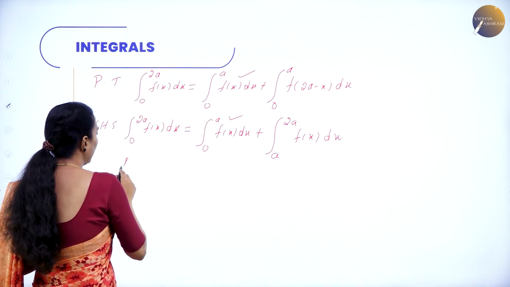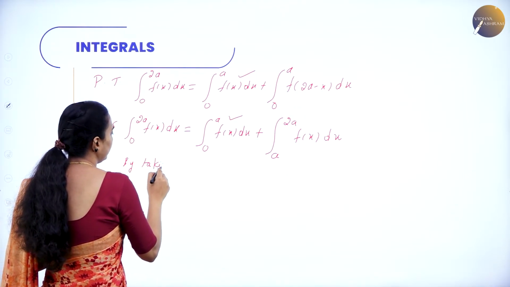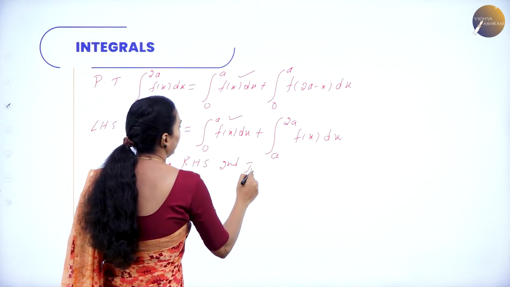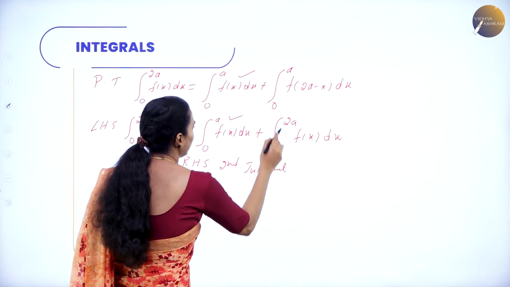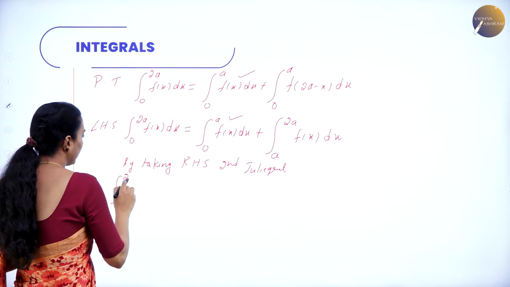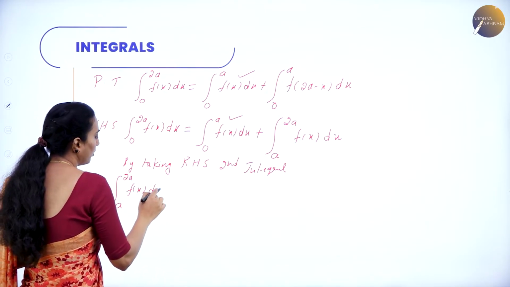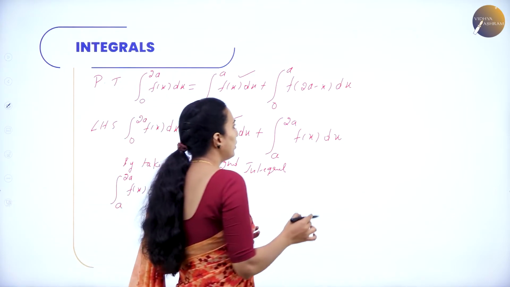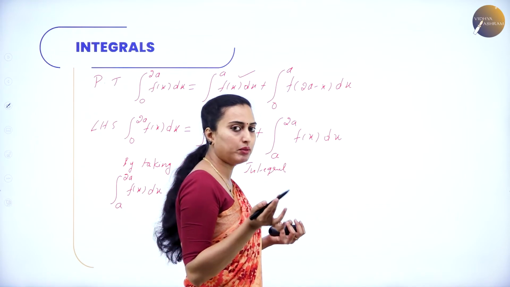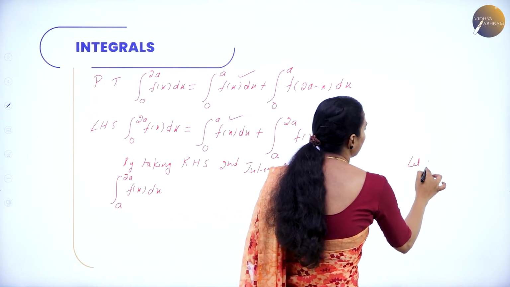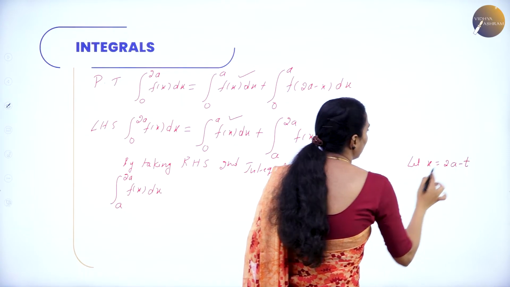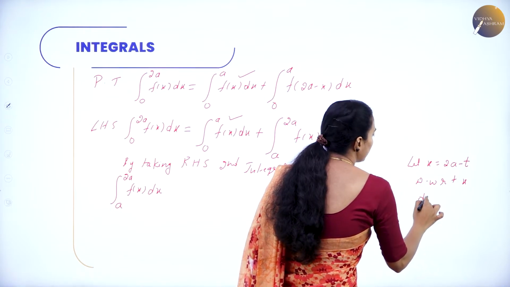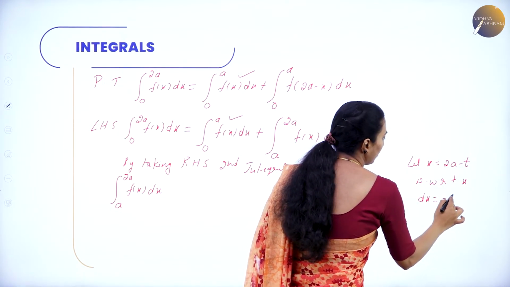So by taking the right hand side second integral, that is a to 2a f of x dx, here I am making a substitution. Let x is equal to 2a minus t, because I want 2a minus x; changing the variable does not change the limits. Now differentiating this with respect to x, dx will be equal to the differentiation of 2a, which is 0, minus dt.